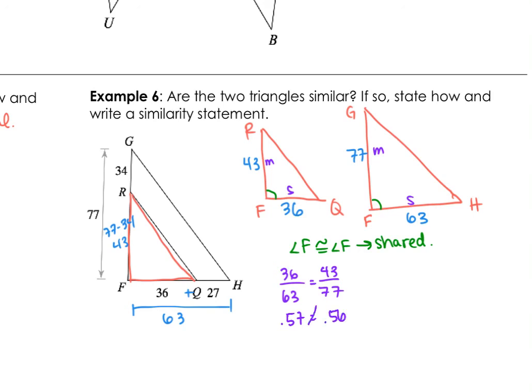Since that's not equal, we would say that they're not similar. And our reason is because the sides are not proportional. So even though 0.57 and 0.56 are very, very close, it has to be exactly the same. That's why I would say they're not similar.